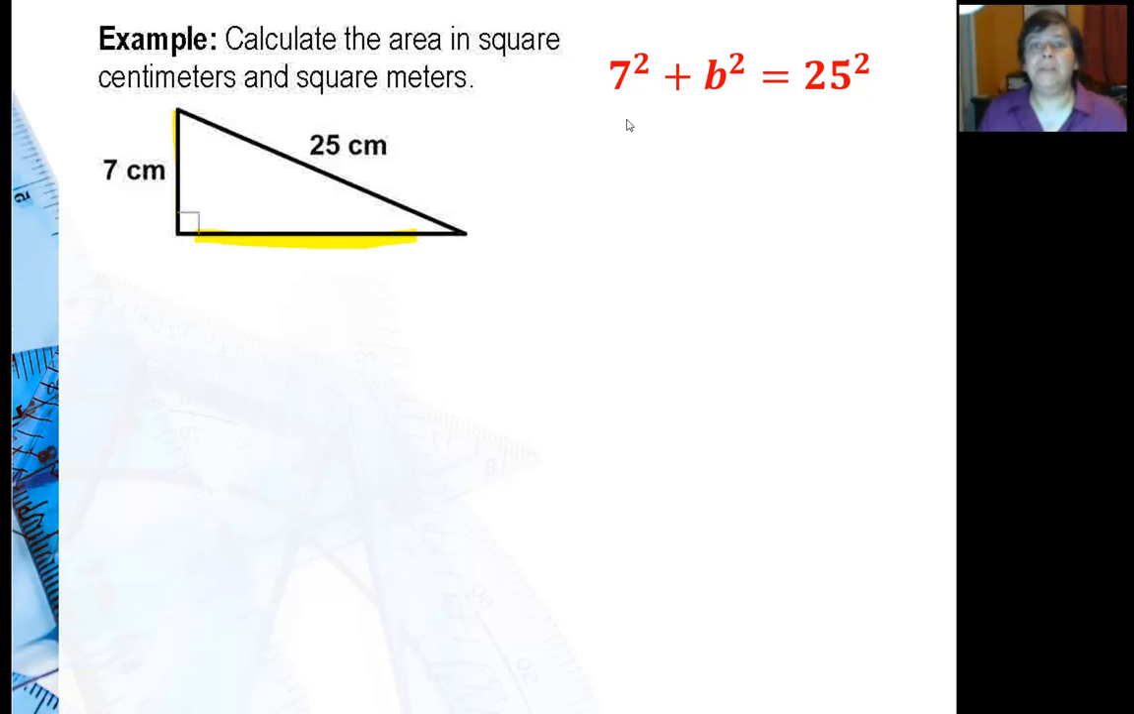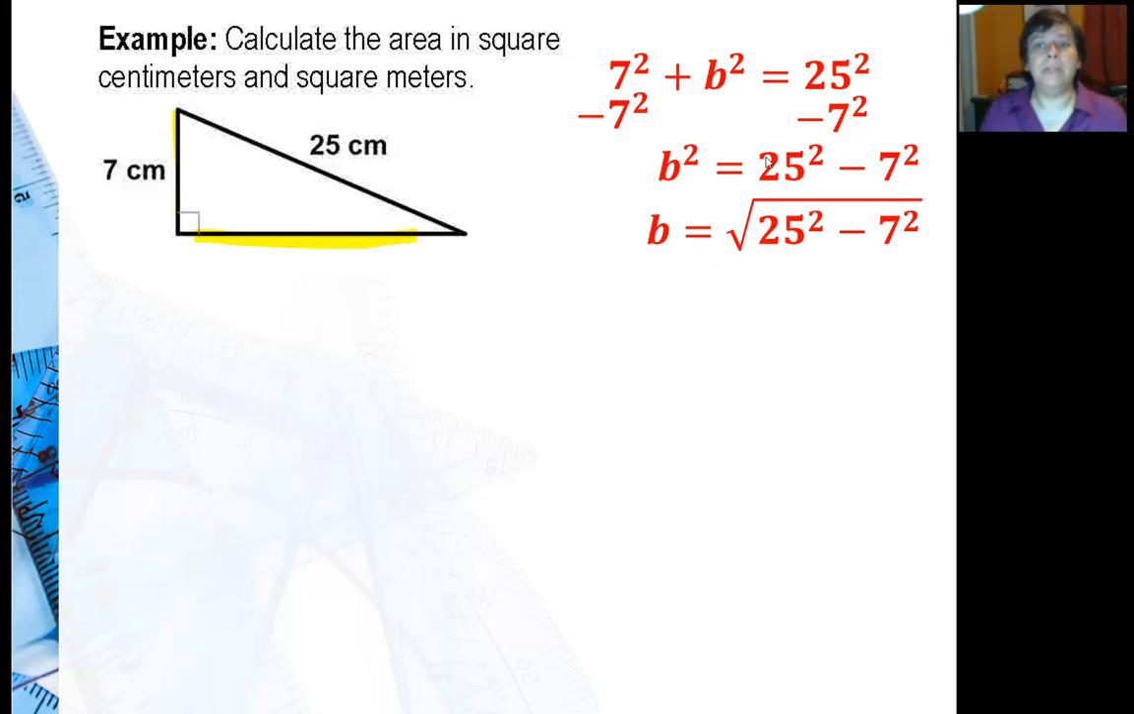Also, I'm going to do something a little different here. Instead of actually squaring everything out, I'm not going to use the calculator till the very end. This is a cool thing that can save you time. So I'm going to subtract 7 squared from both sides. I didn't even square it. Then I say, well, b squared is whatever I get when I go 25 squared minus 7 squared. But I don't really want b squared. I want b. So I'm going to take the square root of that whole answer. If you put that whole thing in your calculator, you'll get the right answer, which is 24 centimeters.